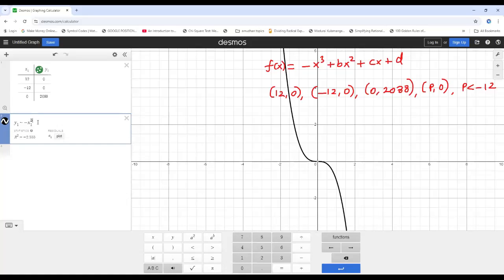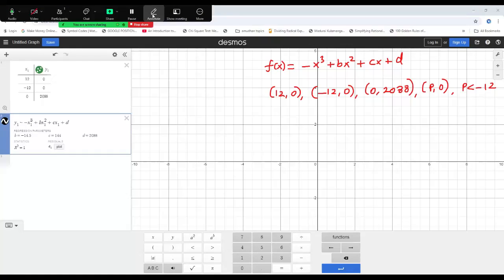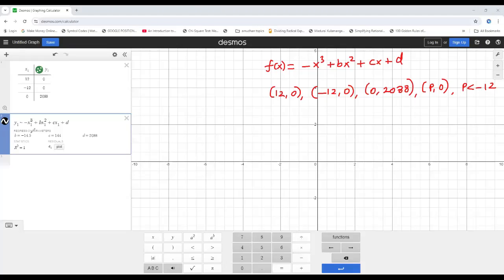Then we have plus b x squared. Simply type plus b, and then x, then type 1. To get the square for this x1, type the a squared button in the keyboard at the bottom. Then we get b x1 squared plus c x1 plus d. So that's it. Now I got the values for b, c, and d. The value I got for b is negative 14.5. For c, I got 144, and for d, 2088.